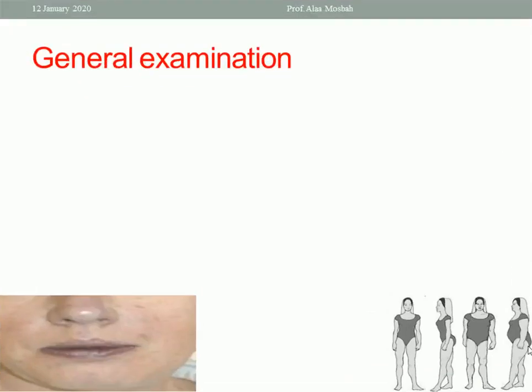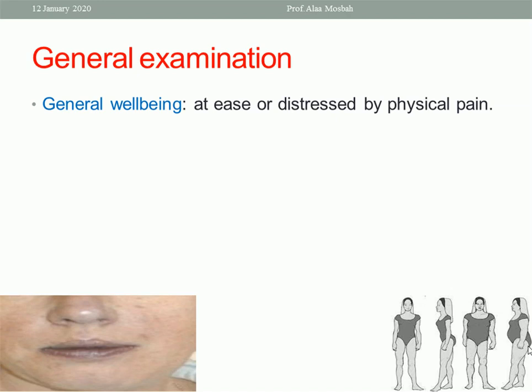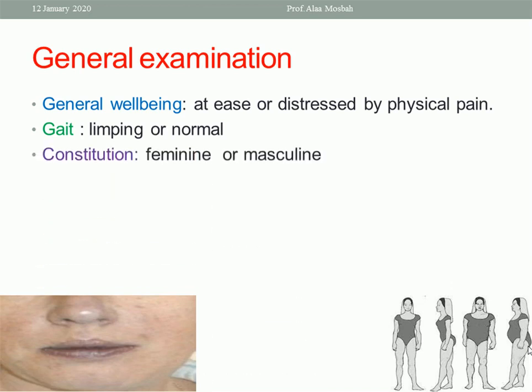Then start with general examination. General well-being first. See if the patient is at ease or distressed by physical pain. What is the gait? Is it limping or normal? Constitution, is it feminine or masculine? As you see in the picture here, this is masculine constitution when the shoulder is bigger than the waist, while in the feminine one, the waist is bigger than the shoulder.